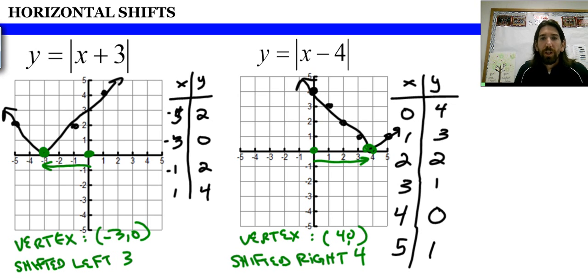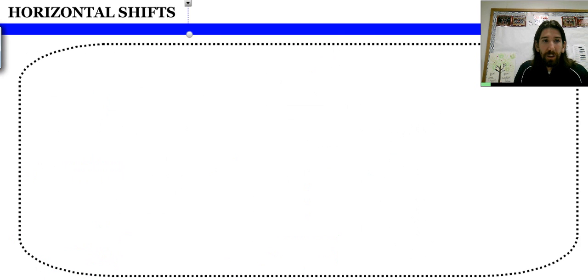Shifted right 4. So you can see now that when you add numbers on the inside, it shifts the graph either to the left or to the right. The key is it's kind of backwards of what you might initially think. When I subtract 4 on the inside, it goes to the right, but when I added 3, it went to the left. Those are rules that we have to memorize. Okay, so let's go ahead and write that down.